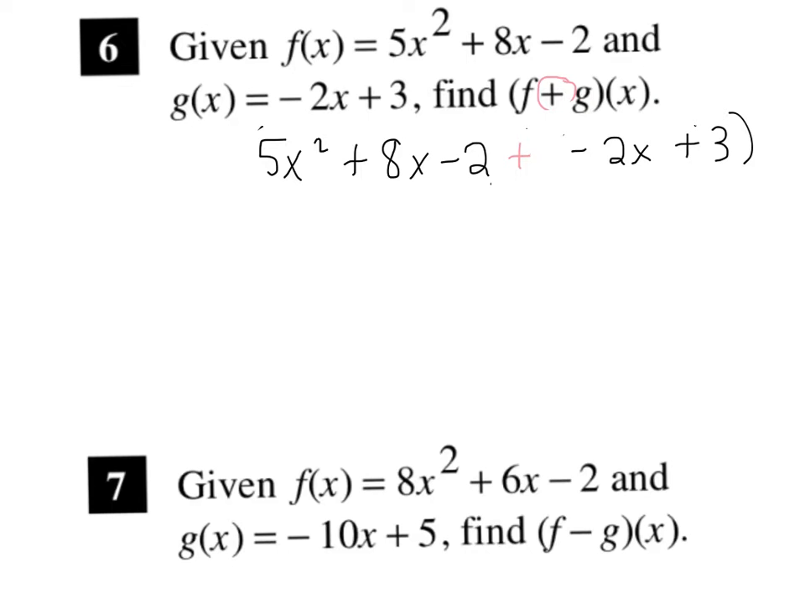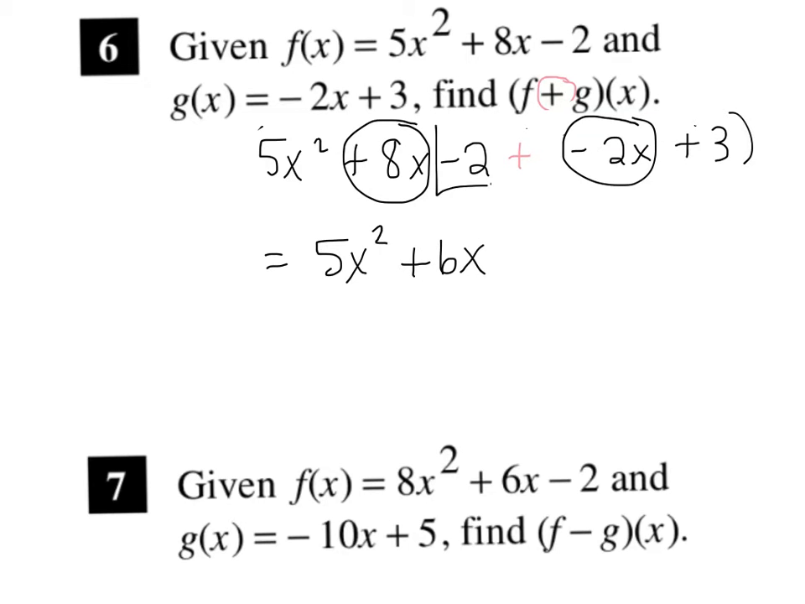So let's see where all the x squareds are. Looks like there's only 5 of them. Now we're going to put all of the x's together. I have 8 and negative 2. 8 minus 2 is 6. And last, negative 2 plus 3 is plus 1.